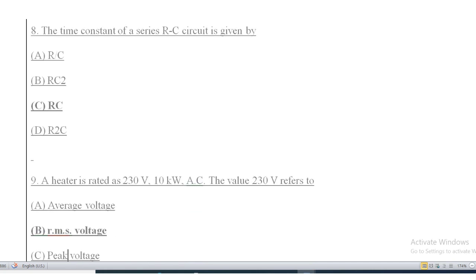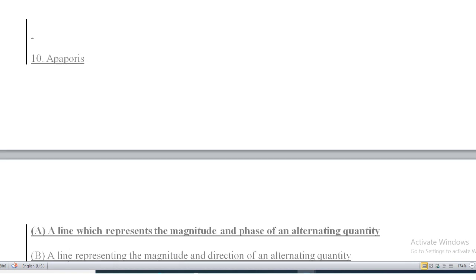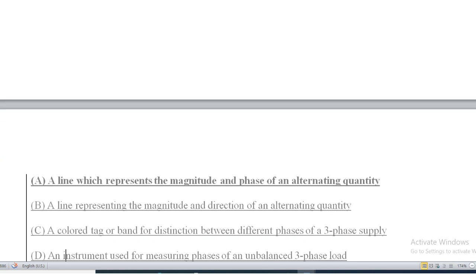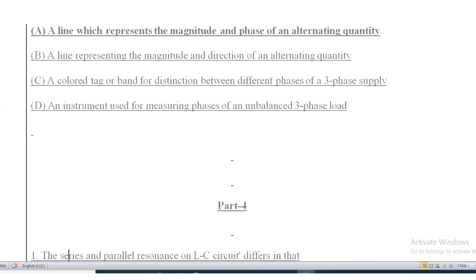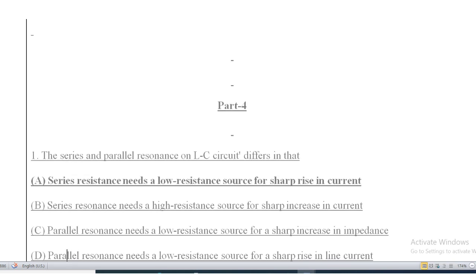A heater is rated as 230 volt, 10 kW AC. The value of 230 volt refers to what? It is RMS voltage. Then phasor: it is a line which represents the magnitude and phase of an alternating quantity. Then part 4: the series and parallel resonance of LC circuit differs in what? In that, series resonance needs a low resistance source for sharp rise in current.